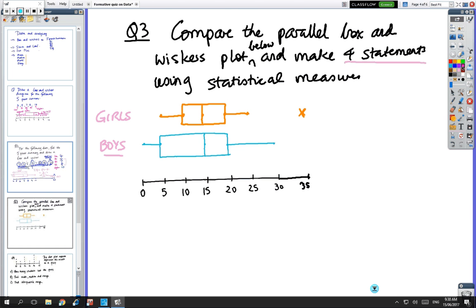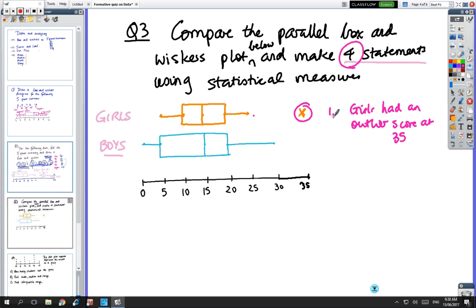Okay, so we're back, so we're looking for 4 statements. The girls had an outlier score at 35, represented by that. What it means is there were no numbers in between, so that was an outlier. So that's one statement we could say.